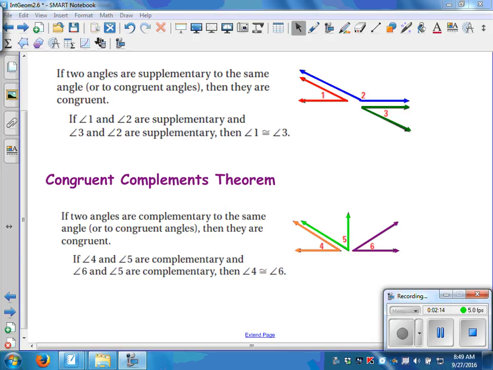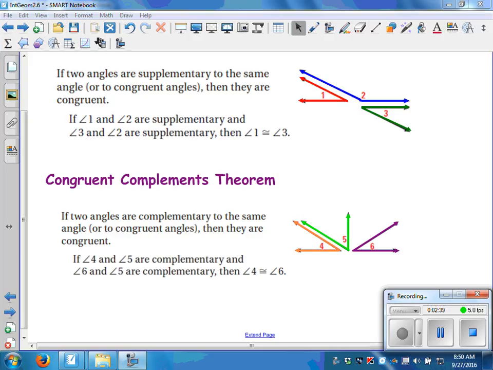Let's take a look at the second example here, congruent complements theorem. If 2 angles are complementary to the same angle, or to congruent angles, then they are congruent. Talk to your neighbor about what that means in common sense terms in relationship to these 3 angles. Can someone tell me in common sense terms what they're saying about these 3 angles here?